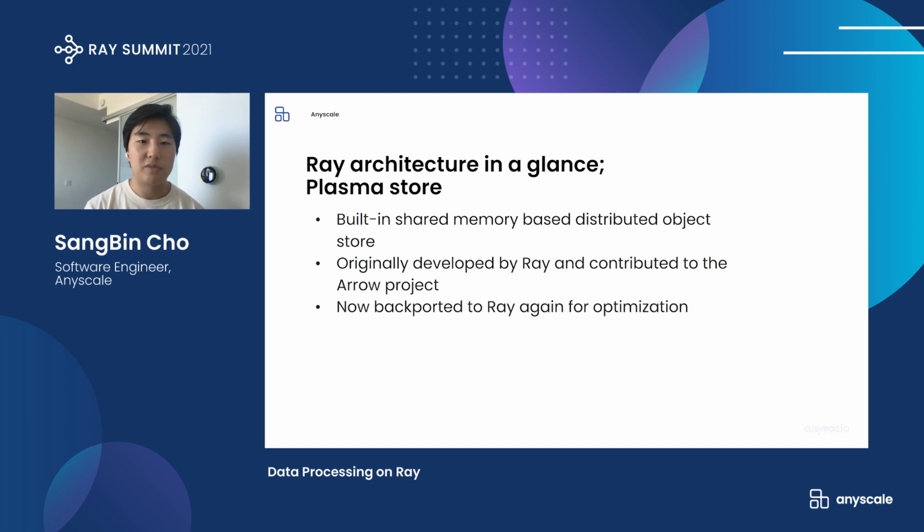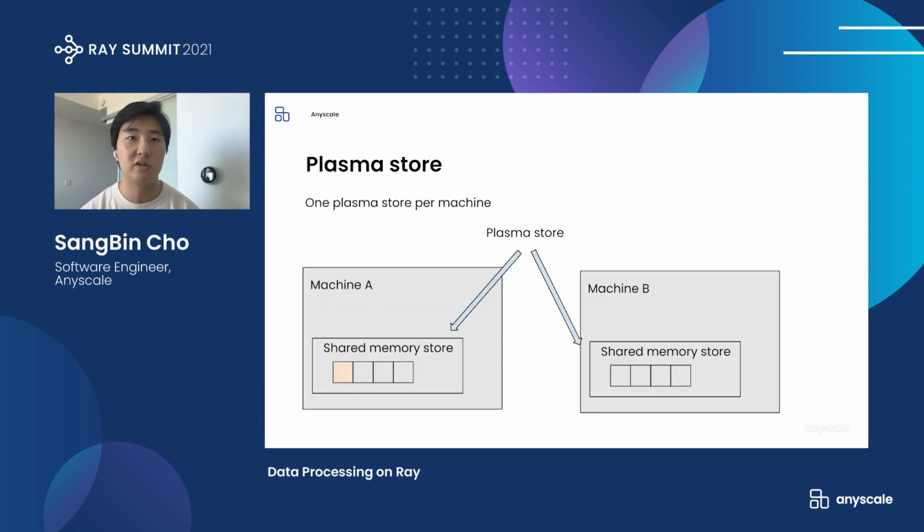Then let's get equipped with how Ray's distributed object store works before we go deeper. Let me introduce the Plasma Store here. The Plasma Store is the built-in shared memory distributed object store that comes with Ray for free. It was originally developed by Ray for shared memory performance optimization and contributed to the Arrow project. And we backported it again for further optimization in this layer.